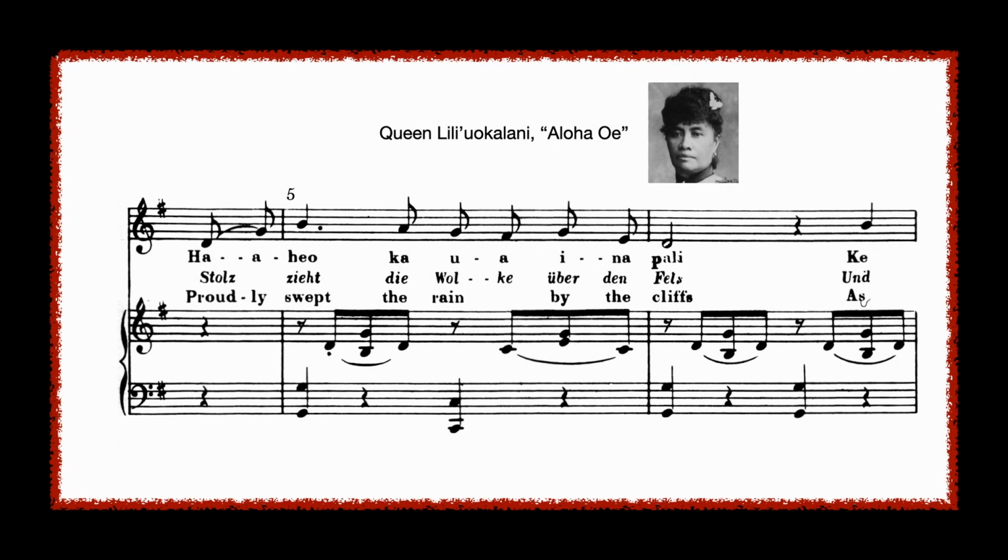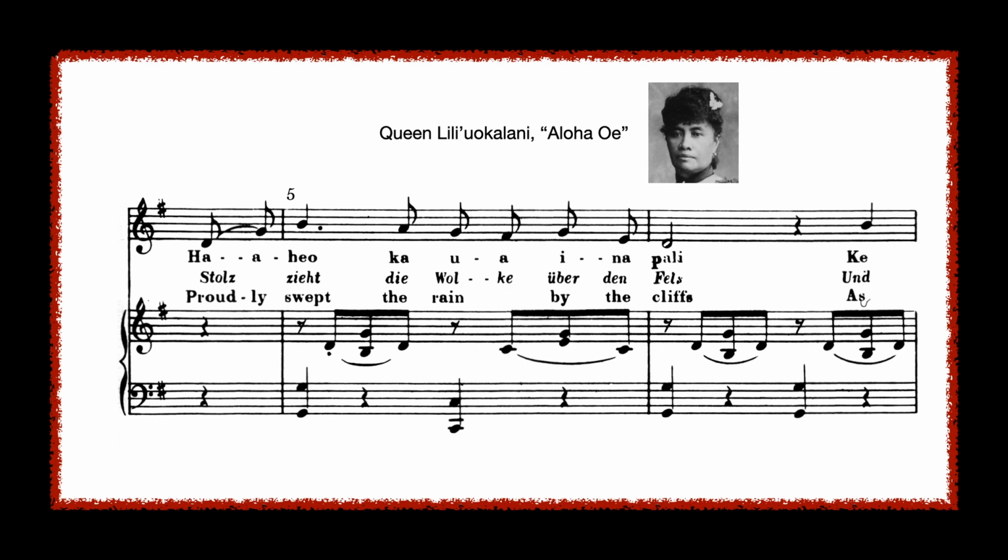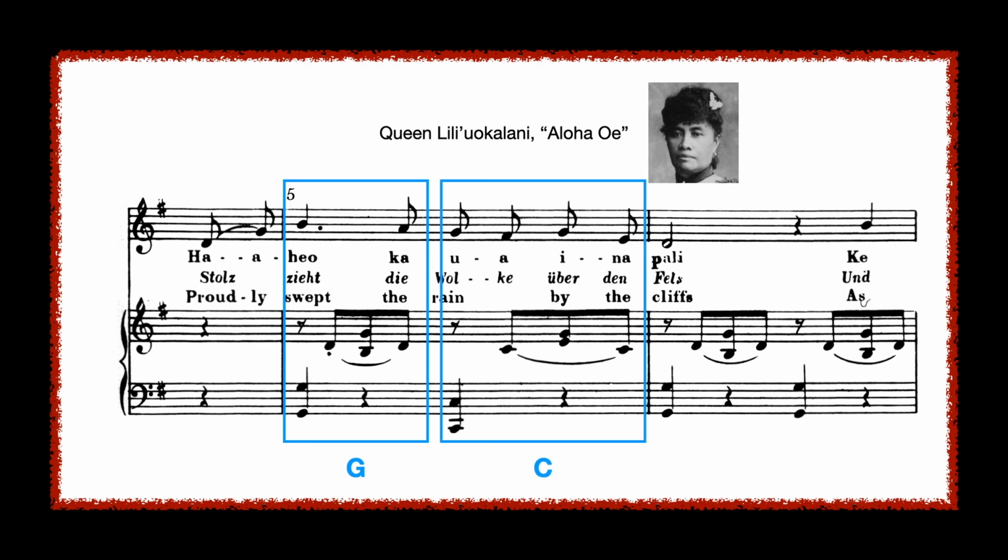In musical scores, you'll often see chords spread out in time as well, as in this song, composed by the last sovereign monarch of the Kingdom of Hawaii. The first measure contains a G major chord and a C major chord. In the G major chord, the G's, B's, and D's are spread out and don't all happen at the same time. The same goes for the C major chord.